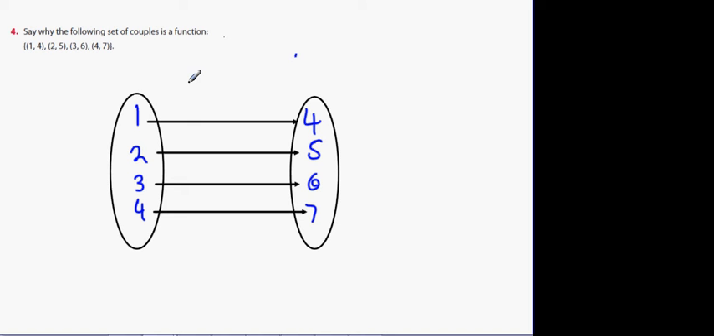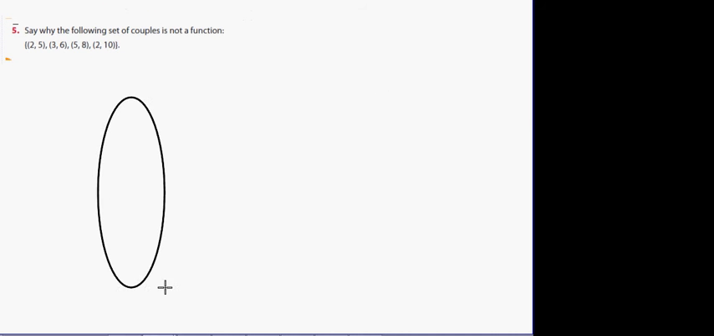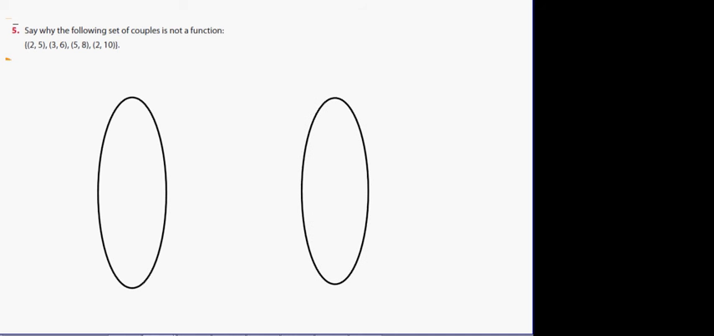Now, can anybody tell me why this is a function? This is a function because the same thing happens every time. Every time the input gets 3 added onto it to become the output. Is everybody happy with that? Now, what about this one here? If I was to draw this out, 2, 3, 5, and 2 again. So 2 is already written down, isn't it? Now what about this one? It goes to 5, 6, 8 and 10.